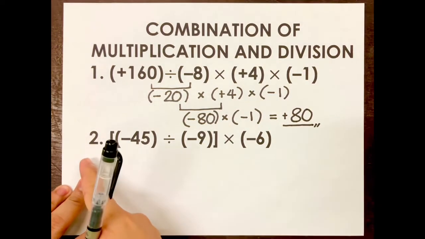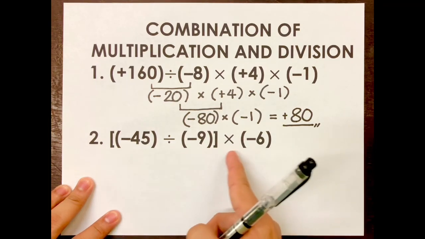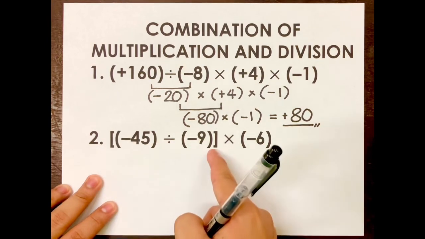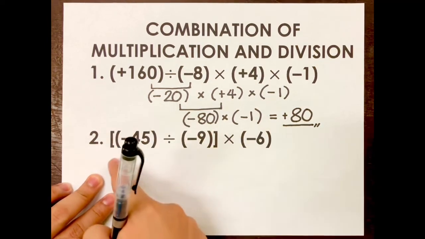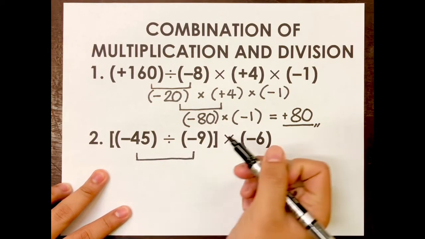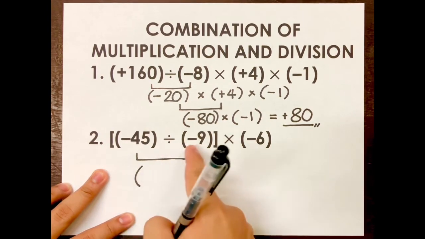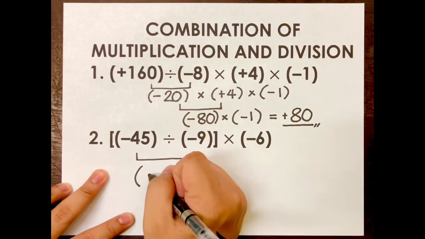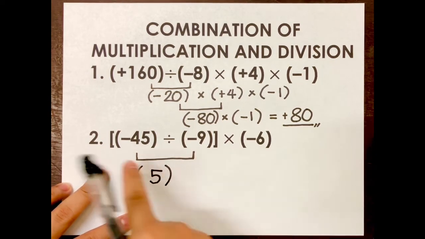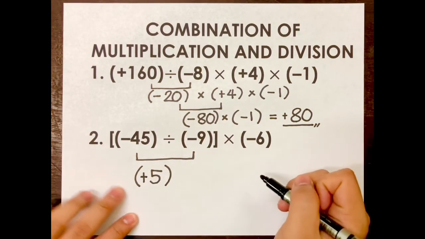For number 2, we have negative 45 divided by negative 9 times negative 6. As you can see, we have here a bracket. So it means we have to do it first. Okay? So we have negative 45 divided by negative 9. What is 45 divided by 9? That's correct, it's 5. But since they have the same signs, the quotient will be positive.